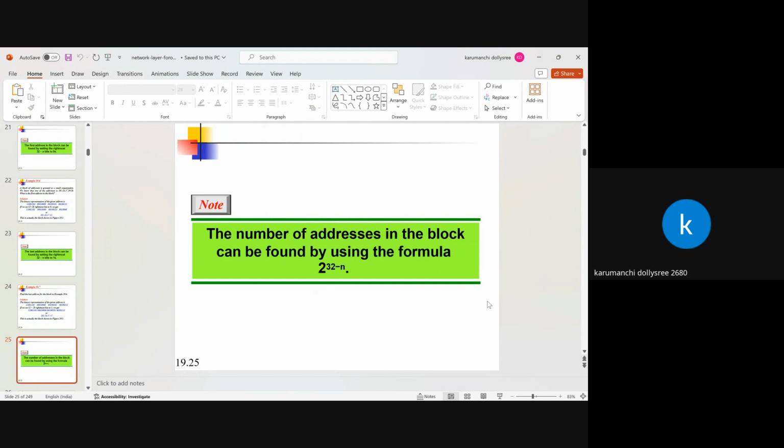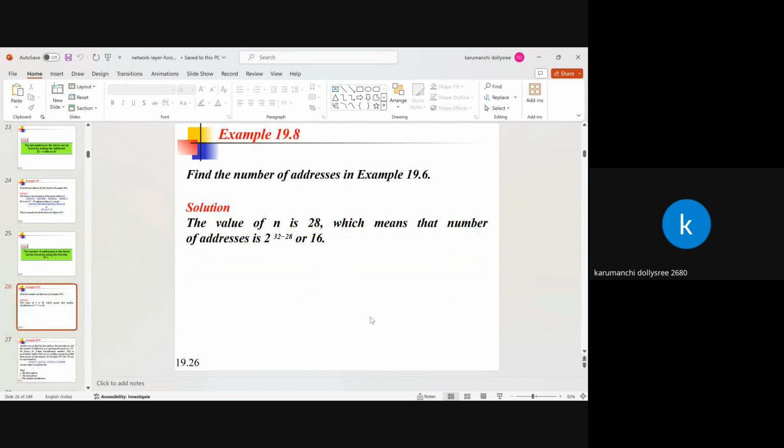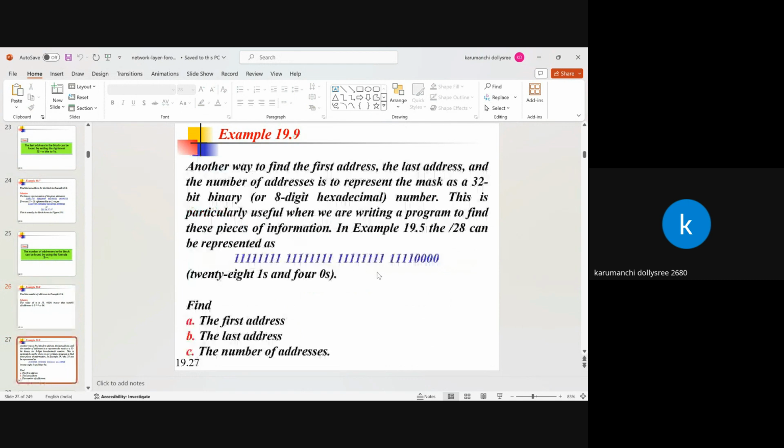So in the block, how are we going to identify how many addresses we can use? The formula is 2 power 32 minus n. You know what n is, right? N is nothing but the default mask which we are going to use. In the question they have given n as 28. So if we do this, the answer will be 16, right? Yes or no? 2 power 4 is 16, right?